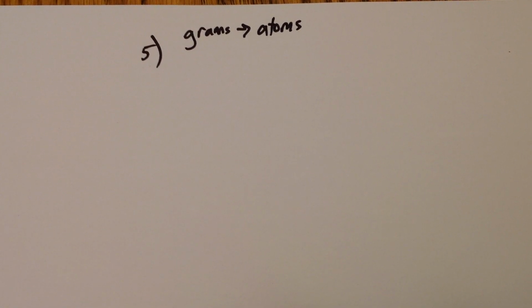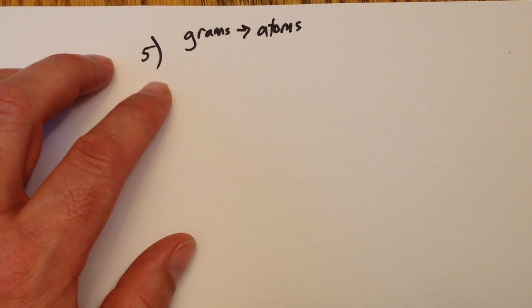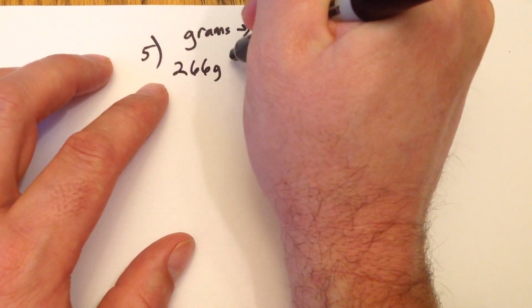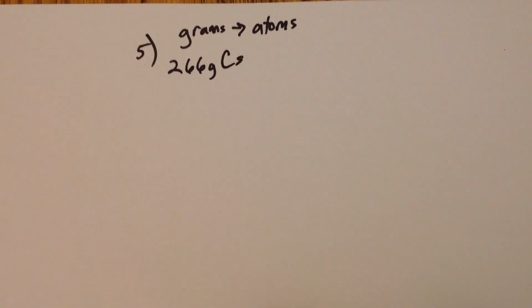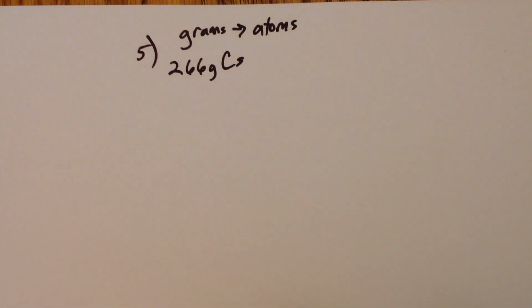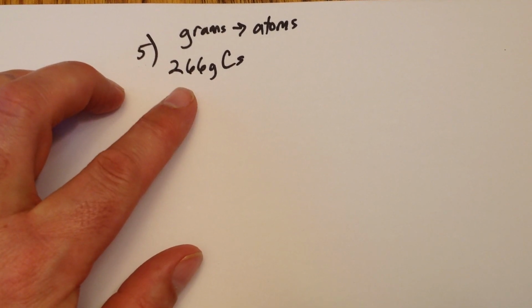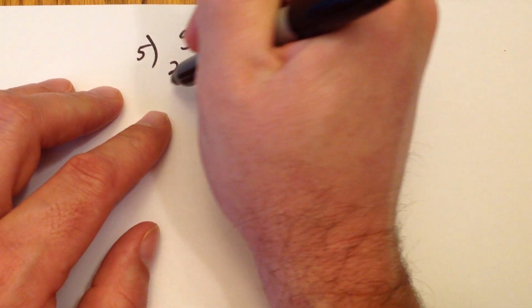So hang on, let's try to do this. We're going to make it a little simpler. We're just going to use a single element. So we're going to go from 266 grams of cesium, just Cs, one of the alkali metals there in the first column, element number 55. So we're going to go from that number of grams of cesium to atoms.